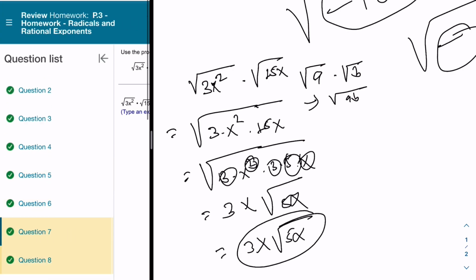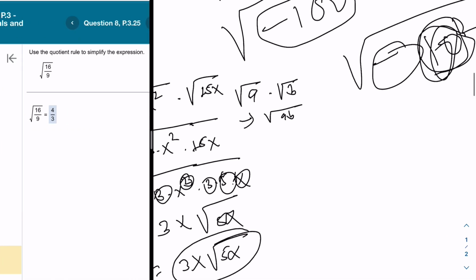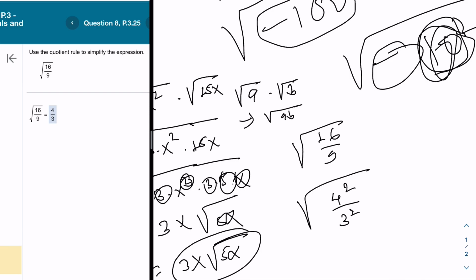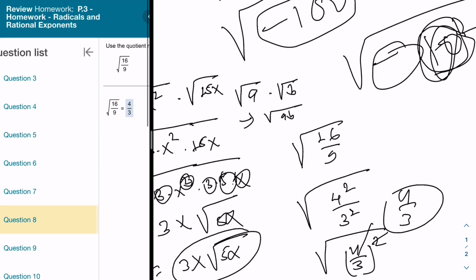Now let's move to question number 8. Question number 8 is root of 16 by 9. So what we can do is, what term can we take a square of so that it goes to 16? We can write 4 squared, right? Then we can write 3 squared, right? Then we can take the whole square root, cut it down, and 4 by 3 will be the answer. Done.